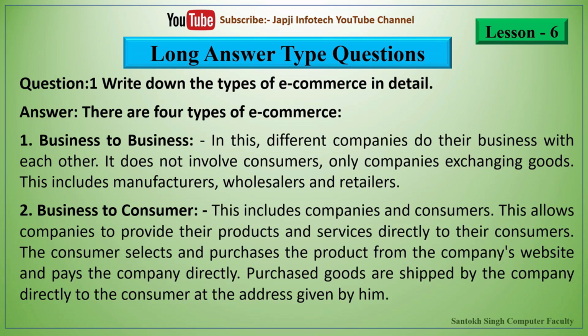Second one is business to consumer. This includes companies and consumers. This allows companies to provide their products and services directly to their consumers. The consumer selects and purchases the product from the company website and pays the company directly. Purchased goods are shipped by the company directly to the consumer at the address given by him.